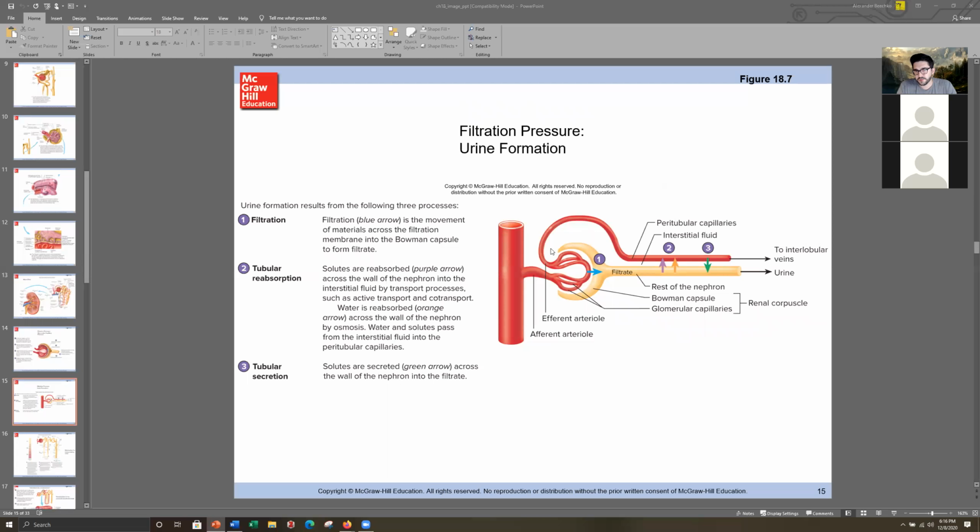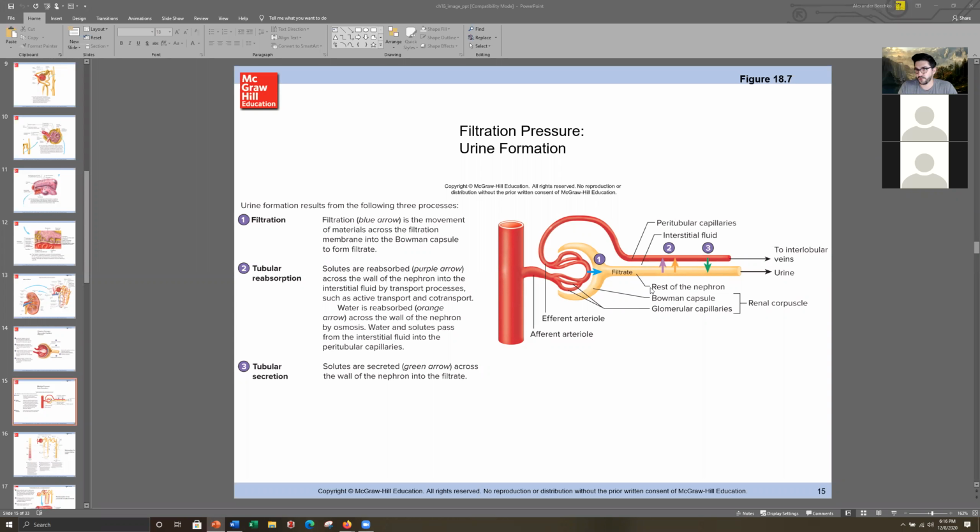Okay, so how do we make urine? Well, we've got 3 major steps that are part of the urine formation process. The first part is the filtration bit, which we just talked about. Then we have the second phase, which is the tubular reabsorption phase, or sometimes people say resorption, where we can either reabsorb water or any kind of extra salts that we need from our excretory system.